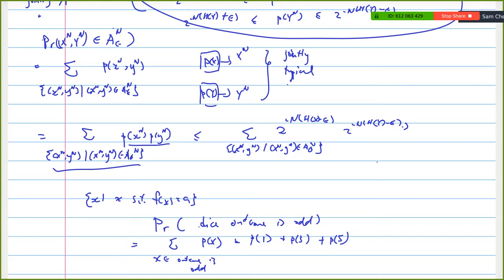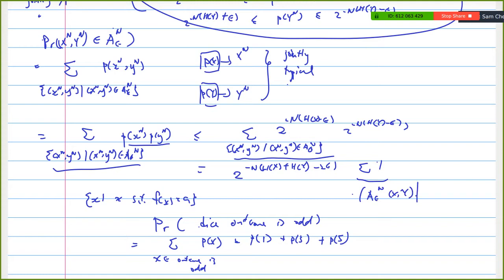And then I can pull this out. It will be 2 to the minus n(Hx plus Hy minus 2 epsilon). But then I have the sum over 1 here, and this will be just equal to the size of the set of typical sequences, right? Joint typical sequences.